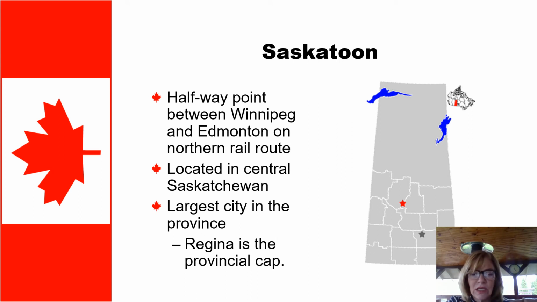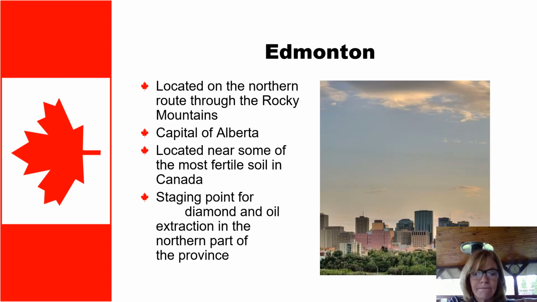And then Saskatoon. This is the halfway point between Winnipeg and Edmonton on that northern railroad, and it's located in the central part of Saskatchewan. It's right there. It's the largest city in the province, but Regina is its capital. Regina is down here.